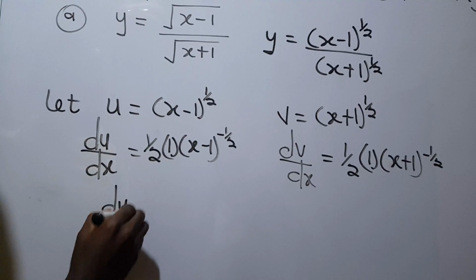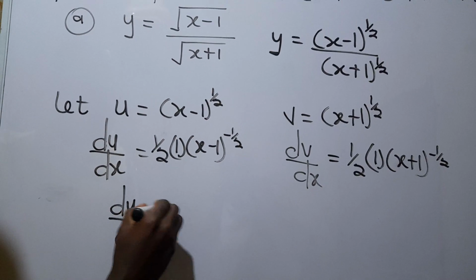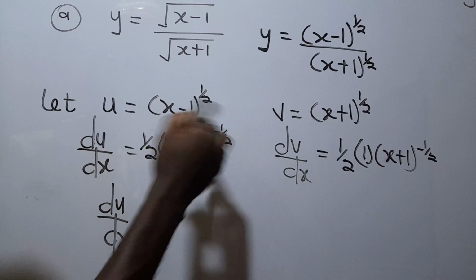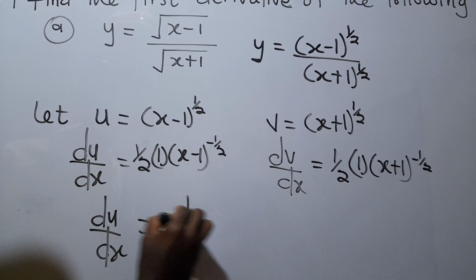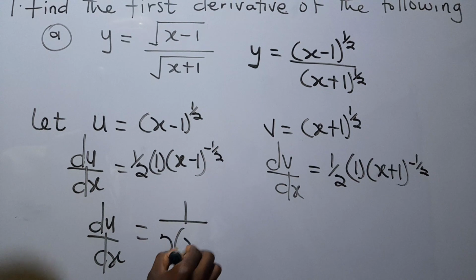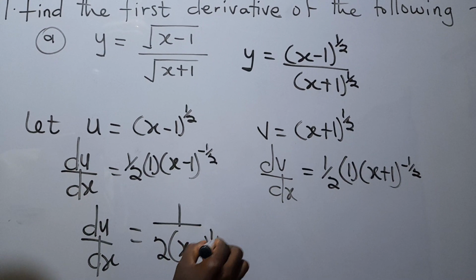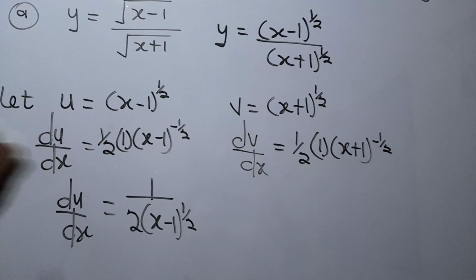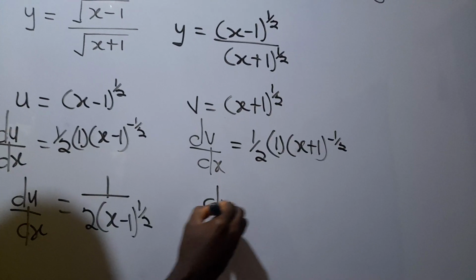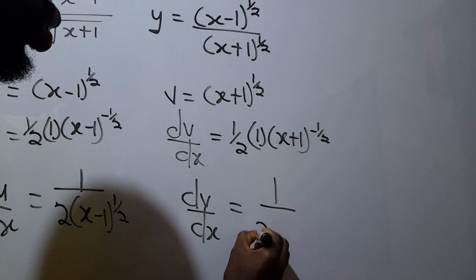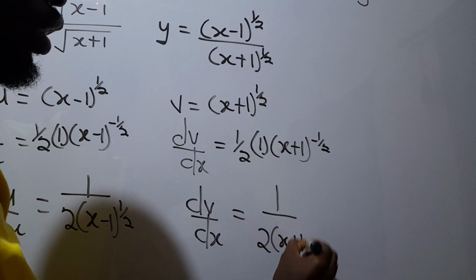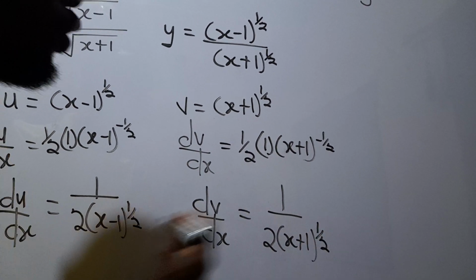So we can rewrite this. Our du over dx will be equal to, we can drop down this because it's negative using indices, so we have 1 over 2 (x minus 1) exponent half. It will be positive now. The same way, our dv over dx will be equal to 1 over 2 (x plus 1) exponent half.